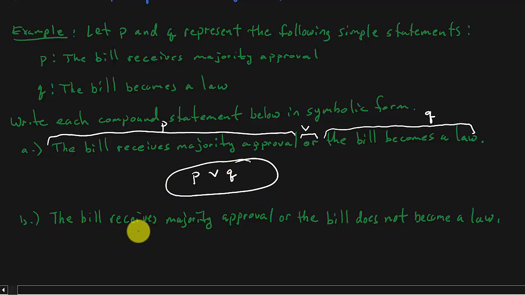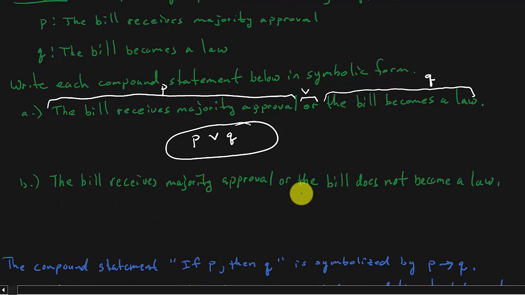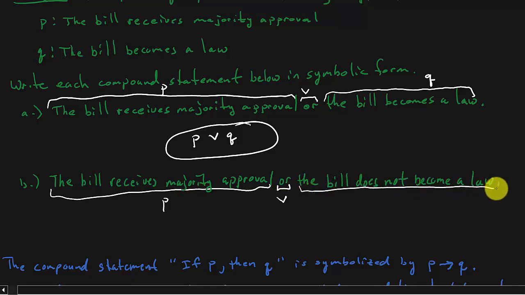And then the same thing here, the bill receives majority approval, or the bill does not become a law. So the bill receives majority approval, that would be P. Here's your or statement, there's your symbol for or. And the bill does not become a law. Notice Q is the bill becomes a law, but this says the bill does not become a law, so this is not Q. So symbolically, P or not Q. And that would be your answer there. All right, so hopefully all this is making sense.